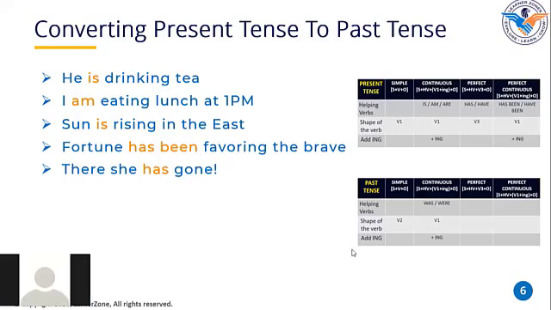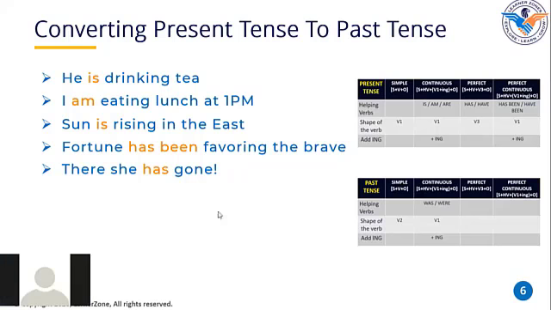Okay, Bhargavi. I want you to convert the same sentence into past continuous tense. What is the helping verb you should use here? Was. Why? Because here we are using she. She was. Now, what do you need to do? We need to change it like there she was go. There she was.